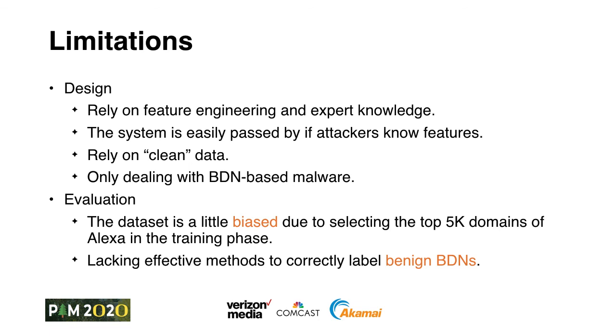In the evaluation phase, we select the top 5,000 domains of Alexa to filter ordinary domains as our benign samples. So it's a little bit biased. We should collect some DNS traffic of benign websites hosted by blockchain domains, but it's quite difficult.